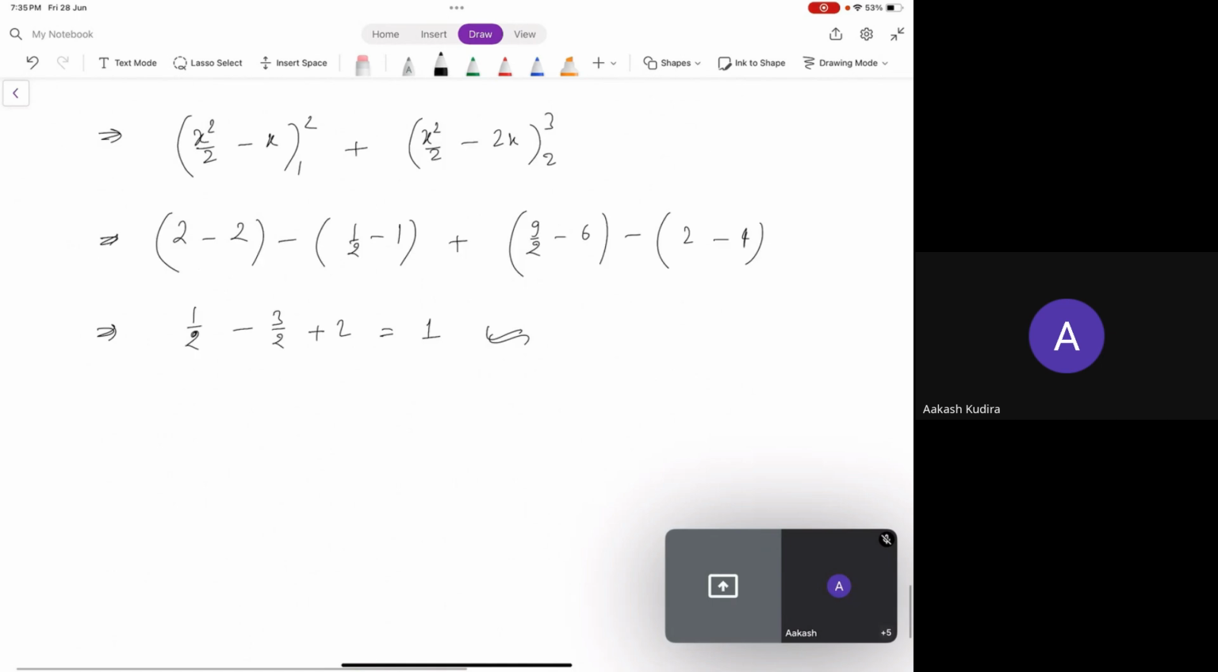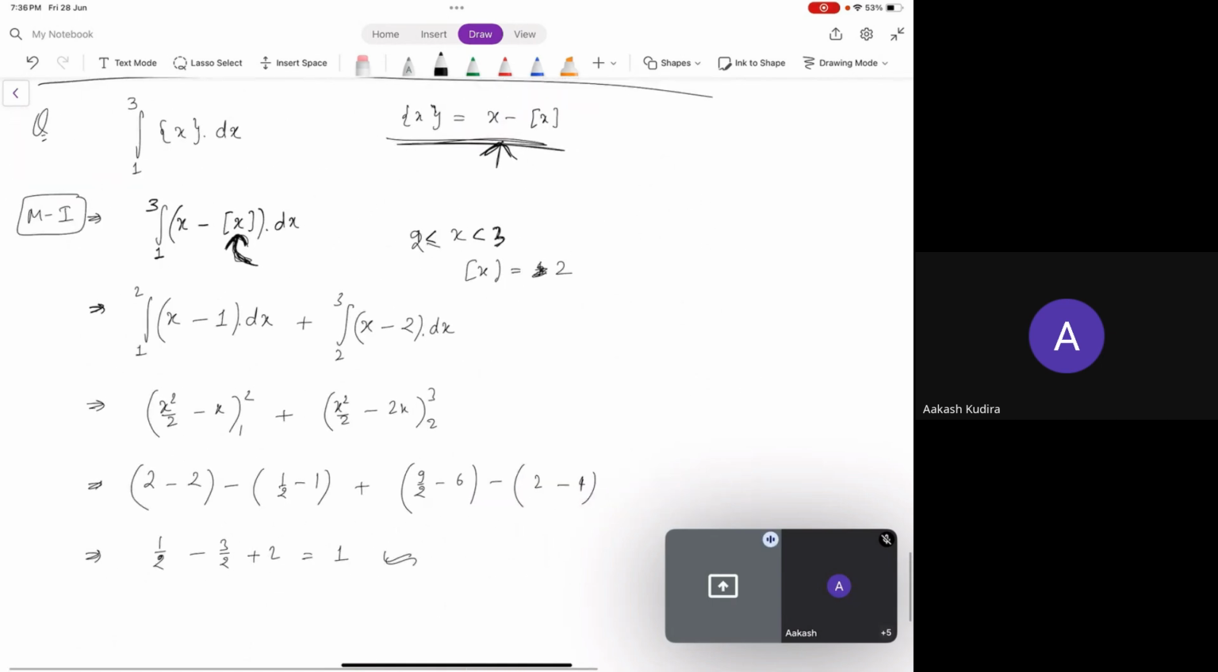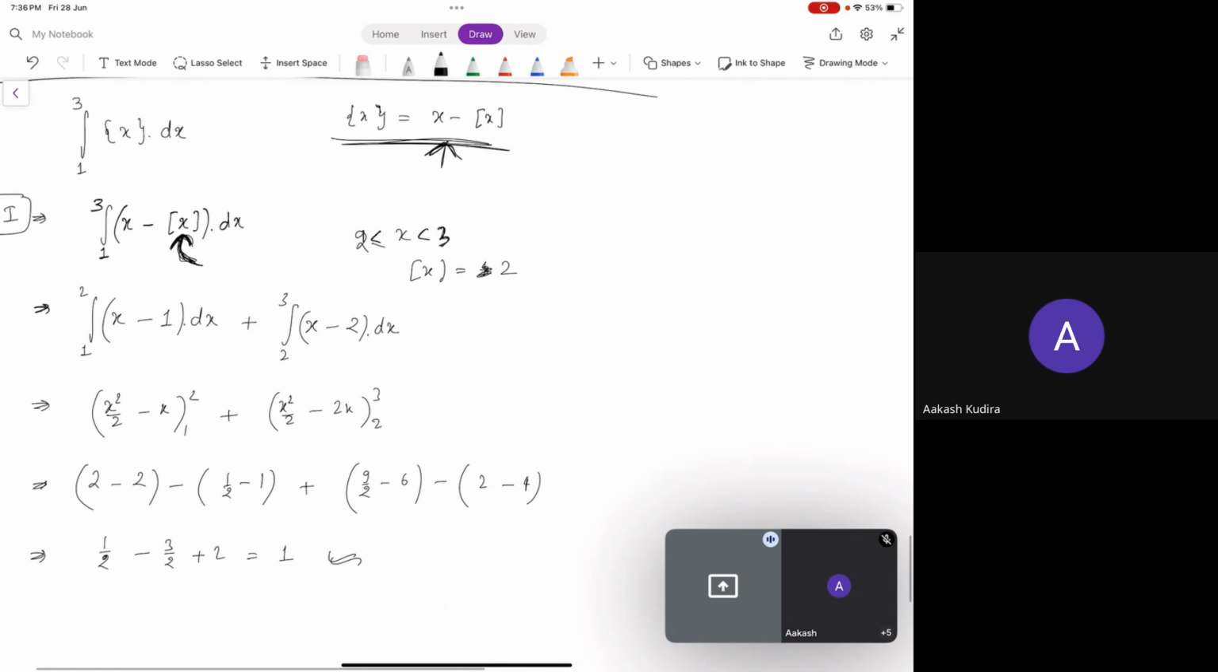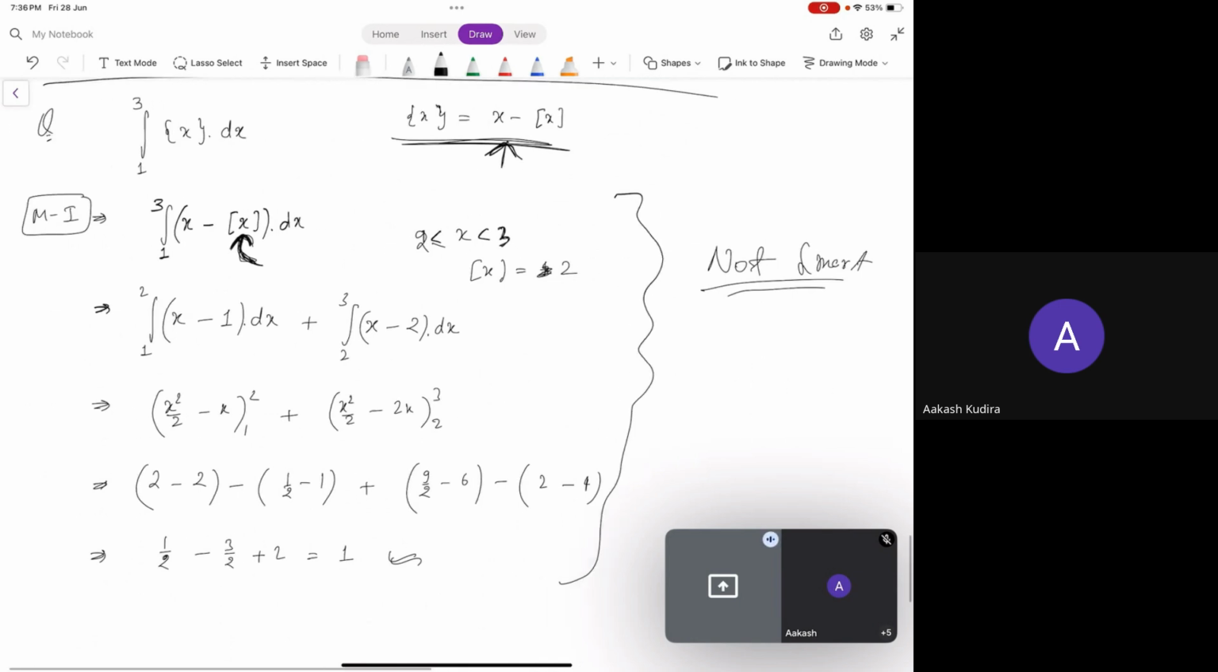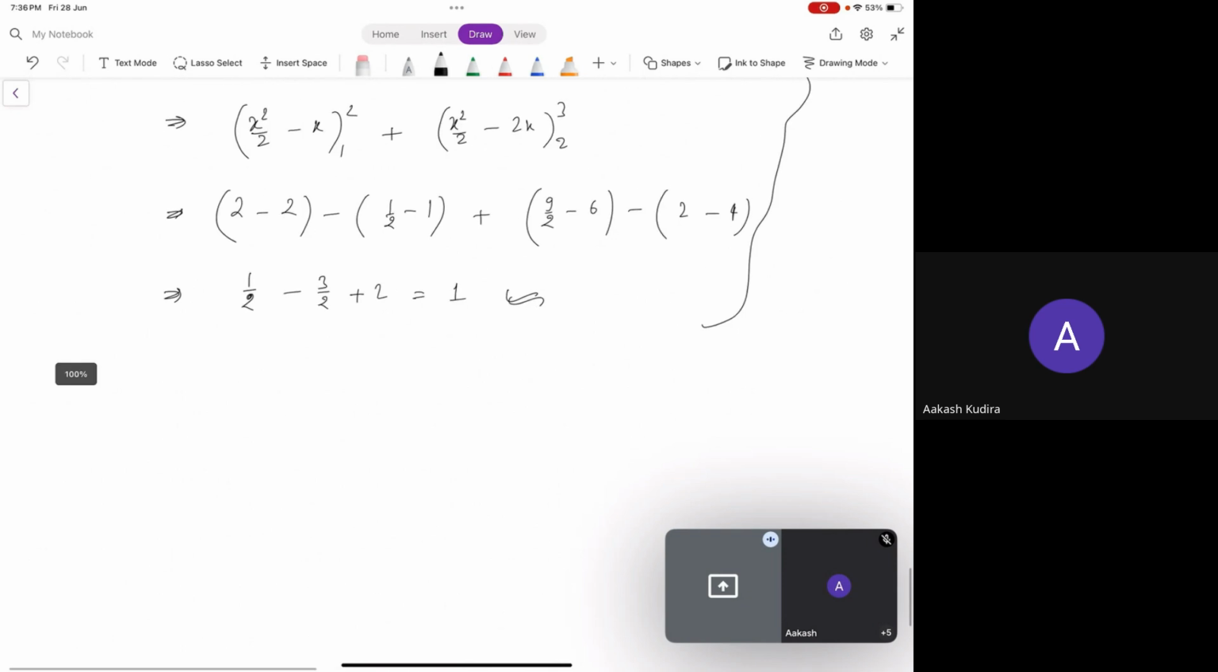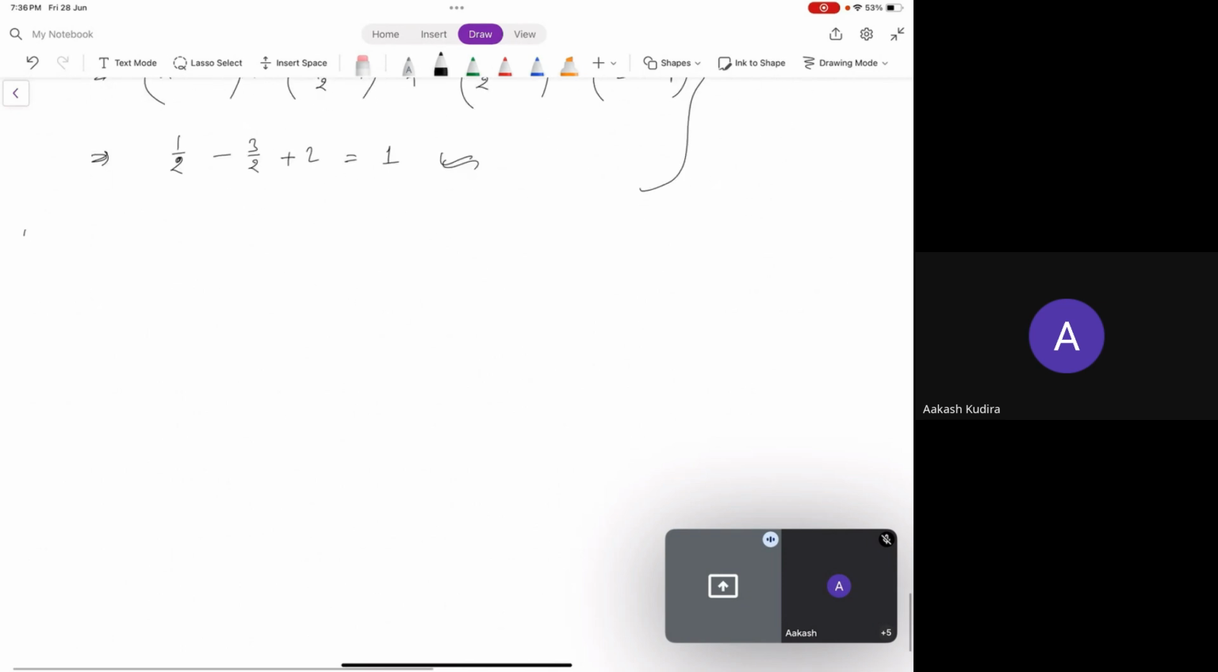But this method is actually a very lengthy method. If you solve this question like this, you are not smart people. Believe me, not smart. If anybody is very smart here, they will do it like this, method 2. They will make the graph.